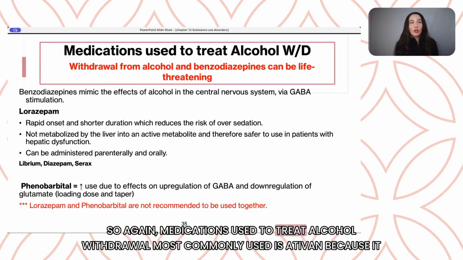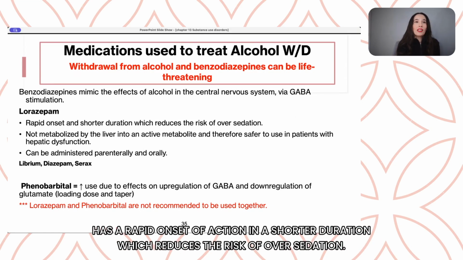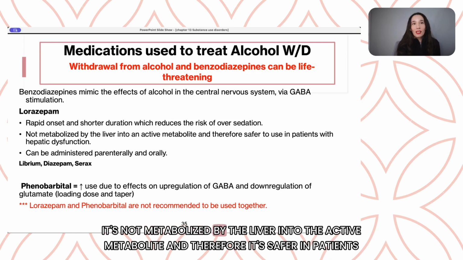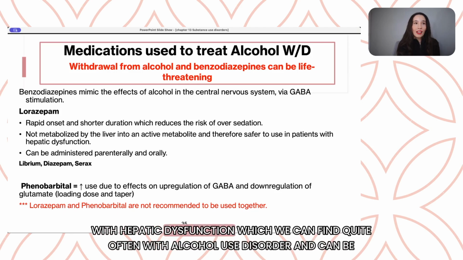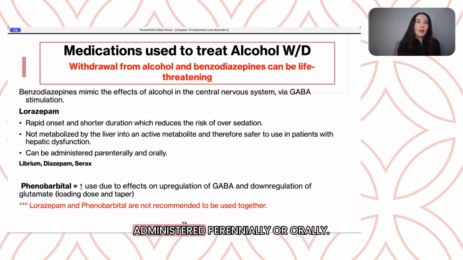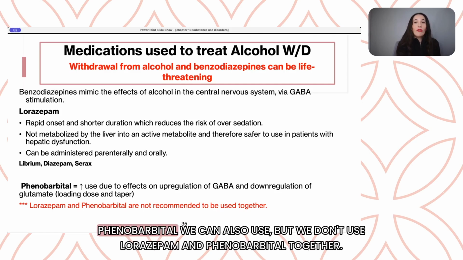So again, for medications used to treat alcohol withdrawal, the most commonly used is Ativan because it has a rapid onset of action and a shorter duration, which reduces the risk of oversedation. It's not metabolized by the liver into an active metabolite, and therefore it's safer in patients with hepatic dysfunction, which we can find quite often with alcohol use disorder, and it can be administered parenterally or orally. We can also use Librium and diazepam. Phenobarbital we can also use, but we don't use lorazepam and phenobarbital together.